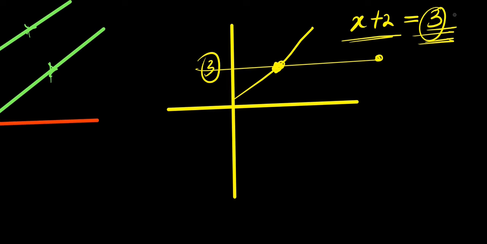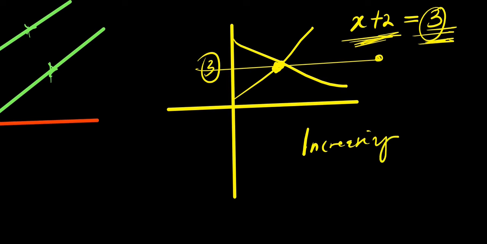So when you have a constant function and an increasing function facing each other, you have a solution. When you have a constant function and a decreasing function, it happens when you have something like this. That's a decreasing function. It moves down. You also have a solution. But when you have two increasing functions, no solution. So increasing function equals increasing function, no solution.